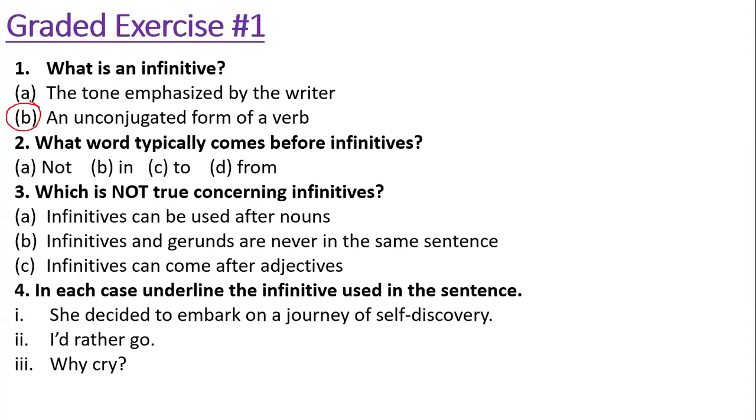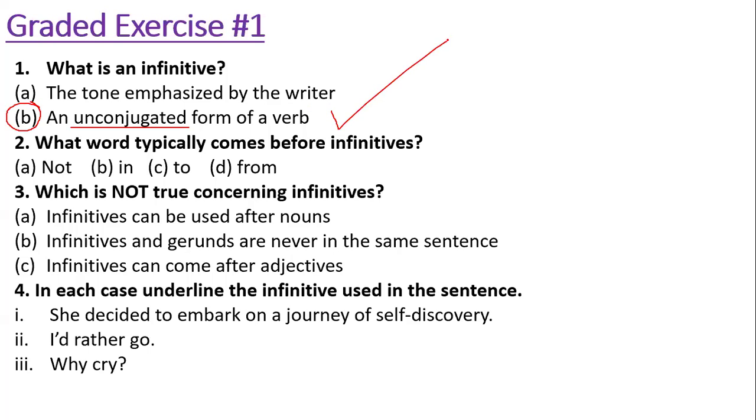Unconjugated form of a verb. How do you pronounce this word? Can someone pronounce this word properly? Unconjugated. Very good. Unconjugated form of a verb. So don't change it. No ing, no ed, none of that. Just the base. All right. How many persons got this right? B. I did.